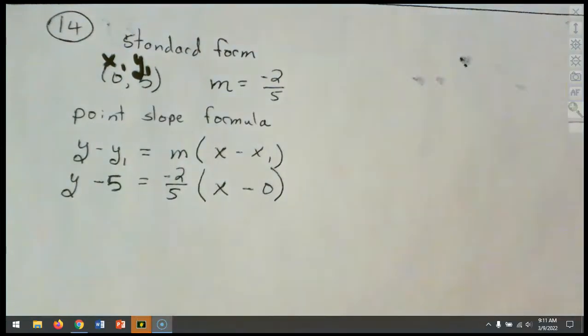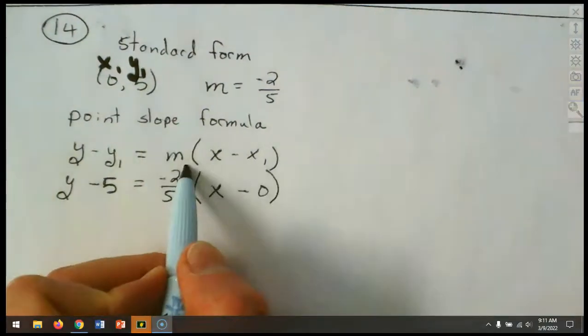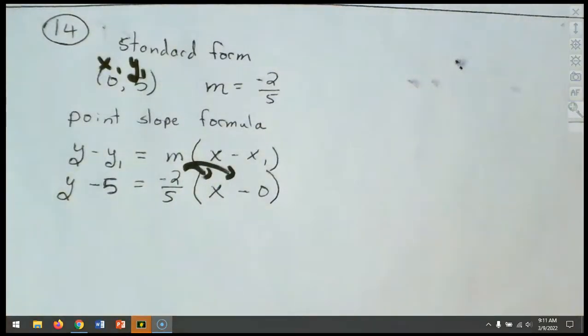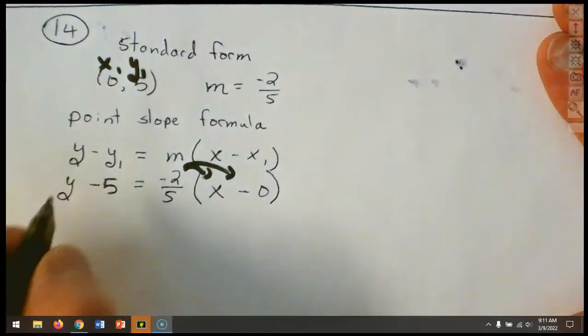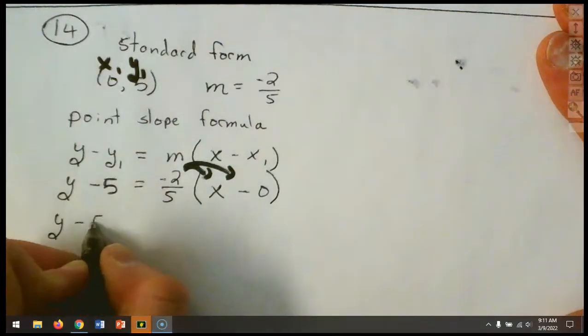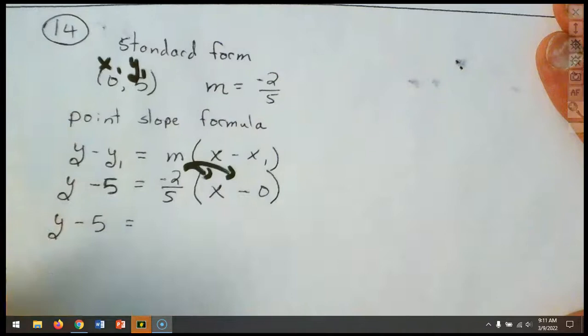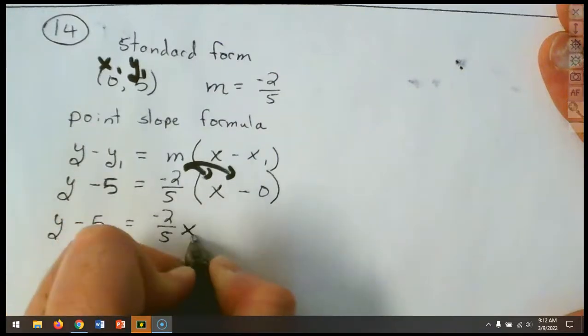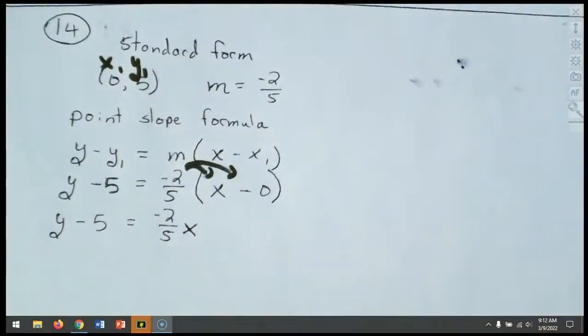Now, we need to go ahead and clear out our parentheses and then see what we're dealing with. Let's distribute through. And we've got y minus 5 equals a minus 2/5 x. Now, when we write our answer, we either want it in slope-intercept form or in standard form.